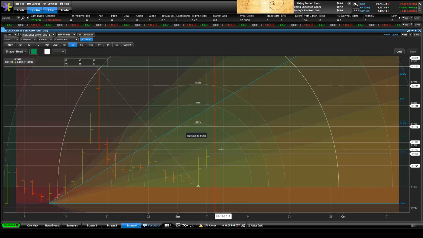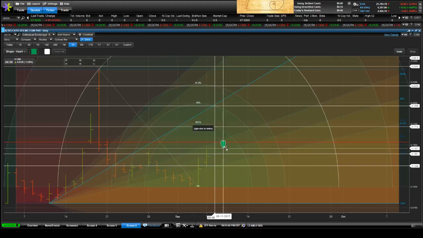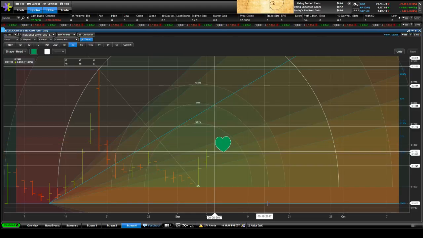I'll just draw a heart actually. I think we're probably going to be in this range tomorrow. There we go. Well, we'll probably be in there. Is that necessarily going to happen?